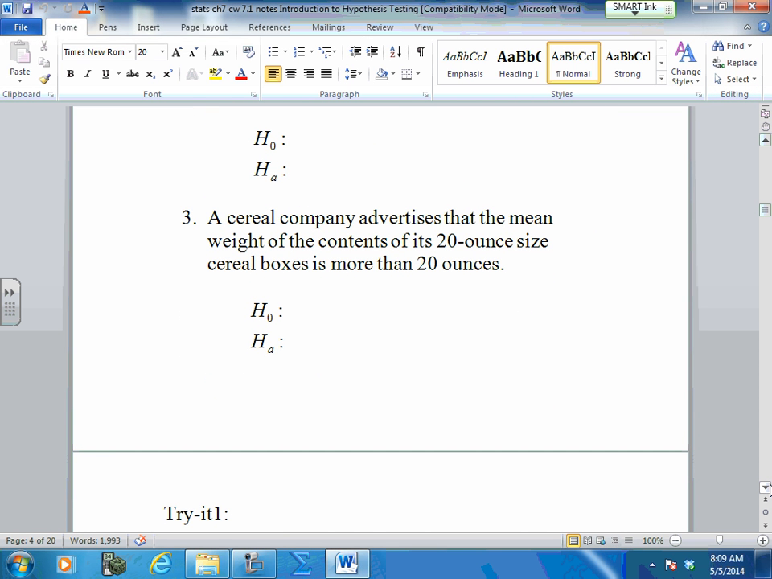A cereal company advertises that the mean weight, again, the symbol we use is mu, of the contents of its 20-ounce size box of cereal is more than 20 ounces. How do I write this? Mu is greater than 20. Is this the H0 or the HA? HA. How do I write the null? Good. Everybody good with this?